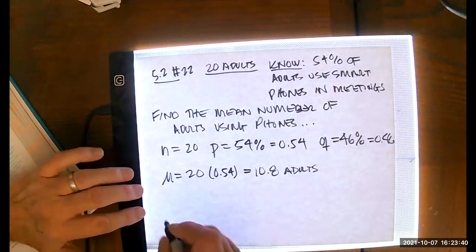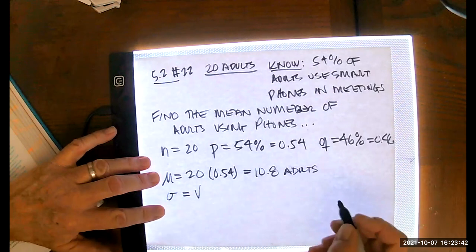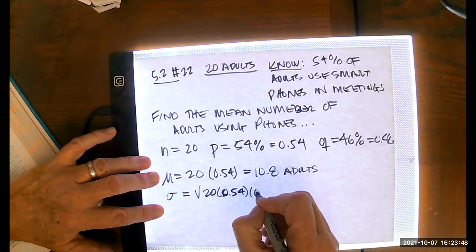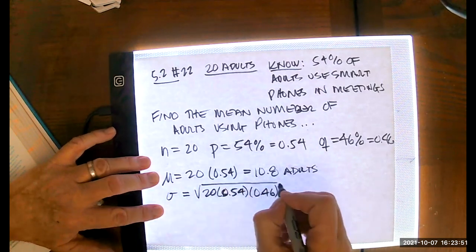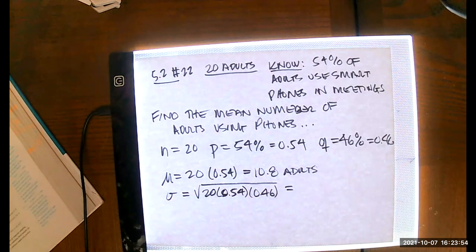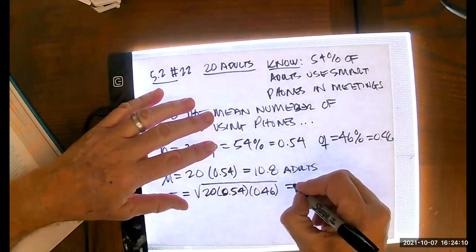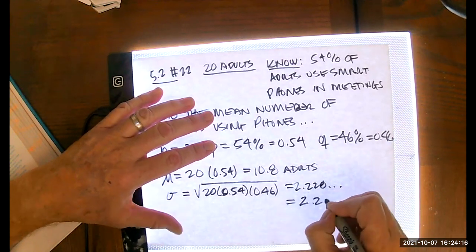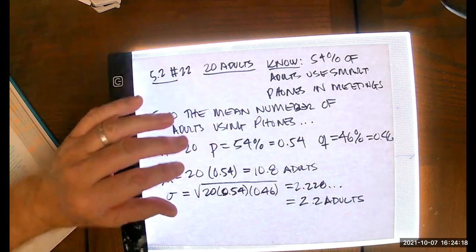The standard deviation, square root of 20 times 0.54 times 0.46, and then take the square root. I'm assuming you know how to use your square root key on your calculator. So we have 20 times 0.54 times 0.46, and I get 2.228, or 2.2 adults.